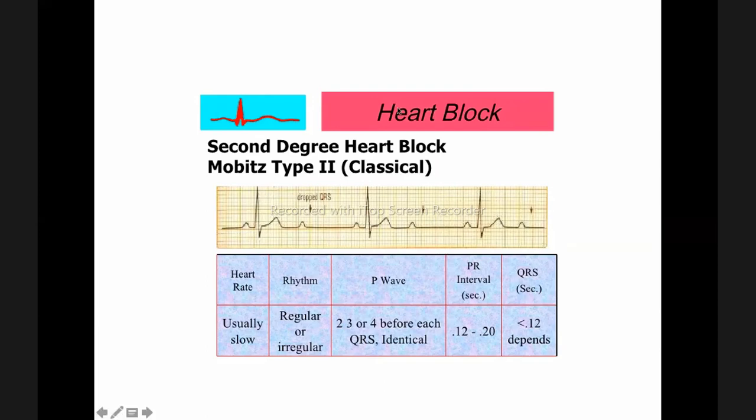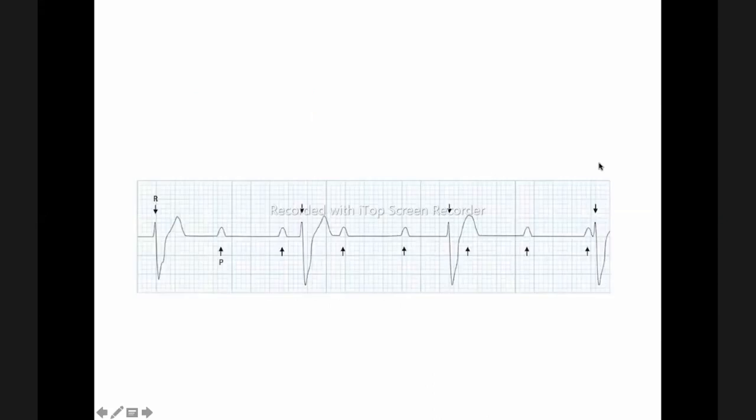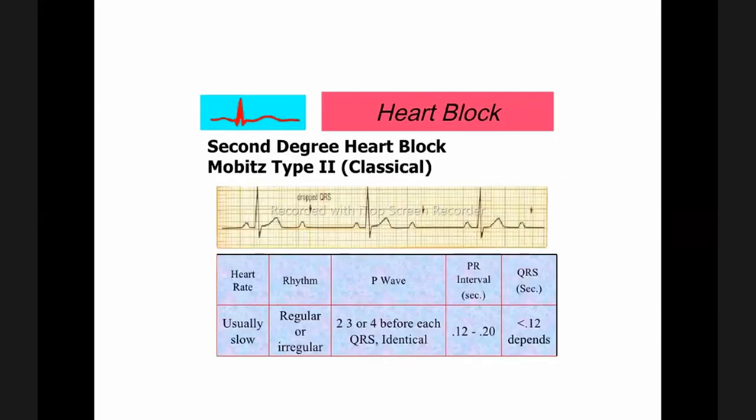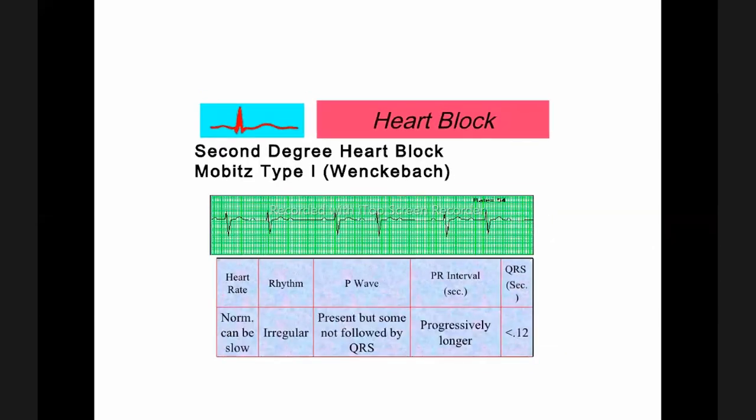All right, thank you. I hope it's clearer now. Don't worry. Yes, sometimes it takes a while. You might forget tomorrow, but once you read it, you remember. Just make sure that you are reading them so that you never forget them. So there are 3 degrees. First degree, second degree has got 2 types, Mobitz 1 and Mobitz 2, and then there's third degree AV block.